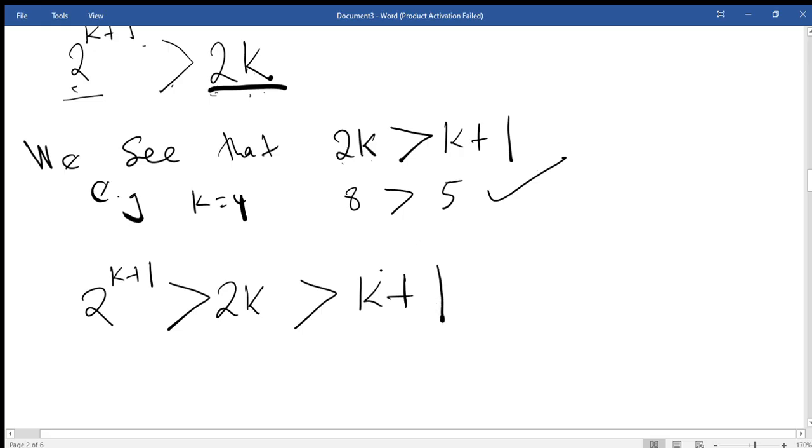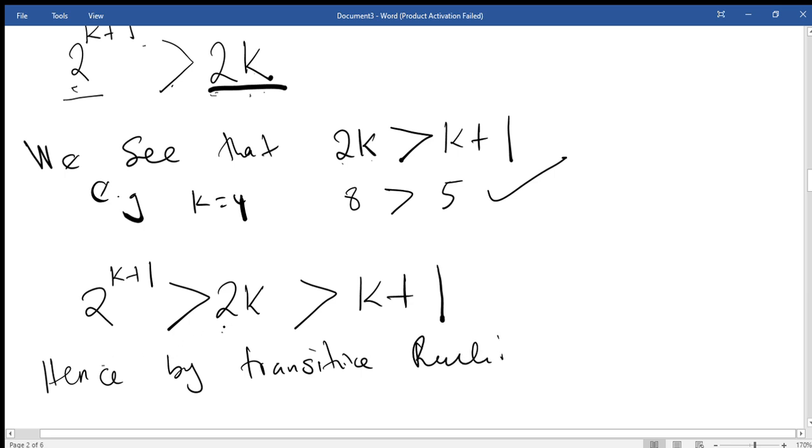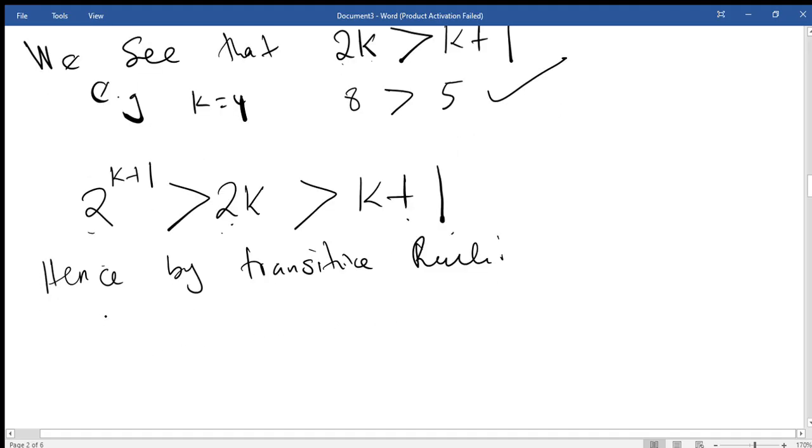Hence, by the transitive rule, since this is bigger than that and that is bigger than that, it means the first one is more bigger than what? The last one. So by the transitive rule, we can say that 2k plus 1 is by default greater than what? K plus 1, which gives us the second equation.